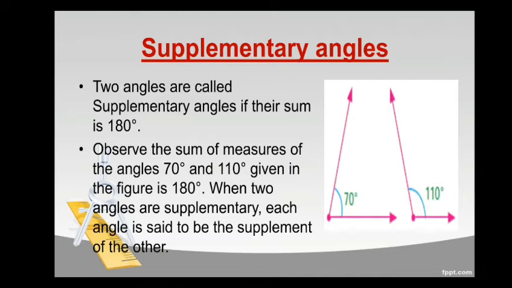Two angles are called supplementary angles if their sum is 180 degree. Two angles are called complementary when their sum is 90 degree. When their sum is 180 degree, then two angles are called supplementary angles.